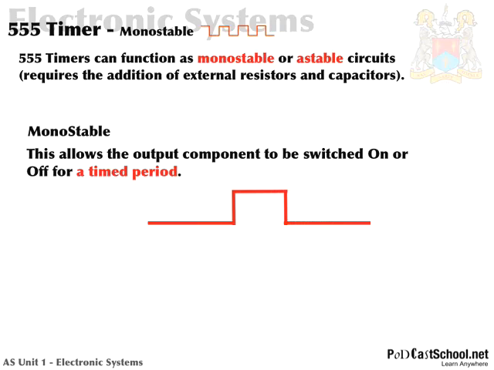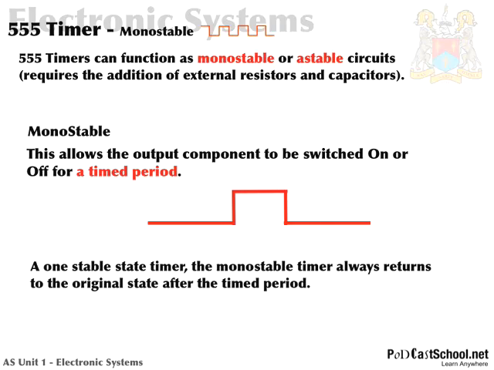So here is what I mean by monostable. It's a timed period, a timed pulse, where the circuit, the 555 timer should I say, raises the output to a high level and then off again for one period. Okay, so it goes on for a period and then off. I've said there that in the one stable state timer, the monostable timer always returns to the original state, and you can see that in the diagram after a time period.